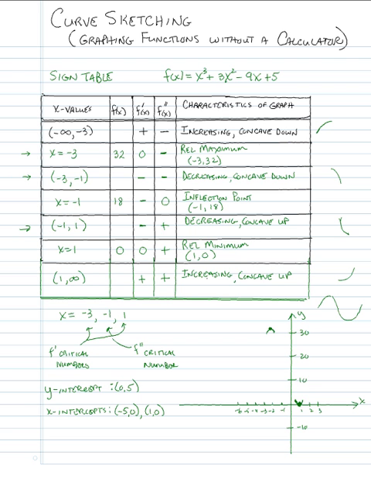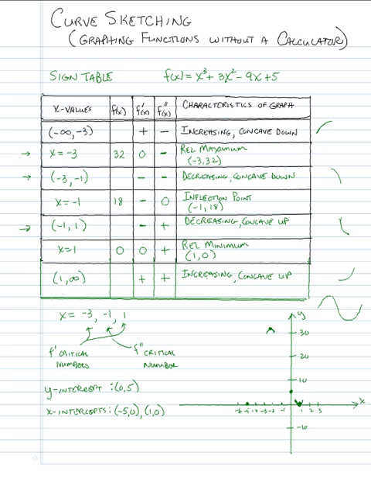Now we happen to know also that we've got a y-intercept of 0, 5, and so this is where 0, 5 would be. And we actually happen to have two x-intercepts, -5, 0, so that's here, and 1, 0, and we've actually already got that on there. Yes, that is an x-intercept. It doesn't go through the x-axis. It touches it and turns around.